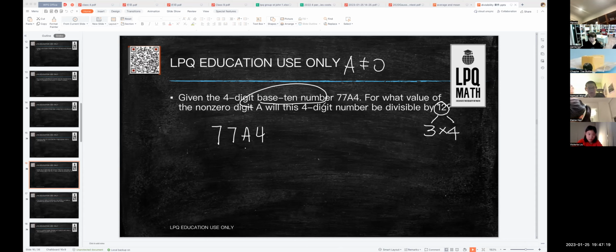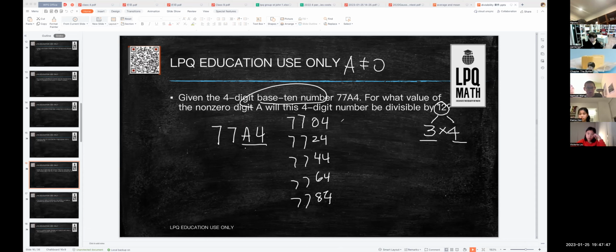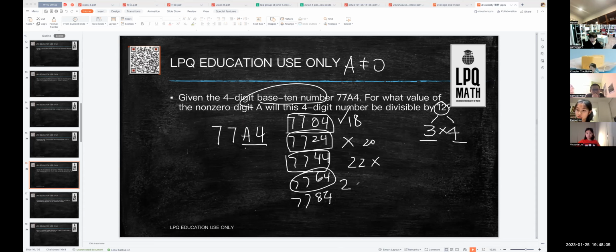Okay, so given the 4-digit base 10 number, okay? So everybody, you can start with 3 or 4, doesn't matter. I like to start with 4 because A4 could only be like 04, 24, 44, 64, 84. Correct, everybody? Because only these ones. So let's just put a 77 here and check the 3. So this one plus together equals 18, which is a check. Okay, so this one equals 20, which is not, because 20 is not divisible by 3. And this one is 22, which is a no. And this one is 24, which is check. And this one's 26, which is wrong.